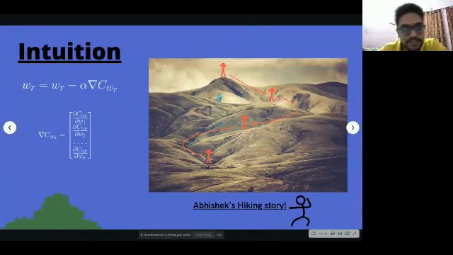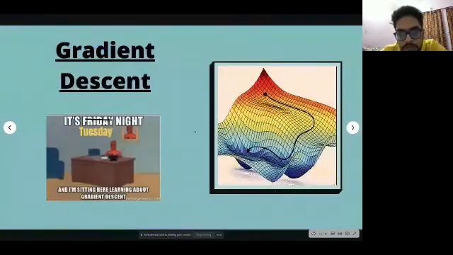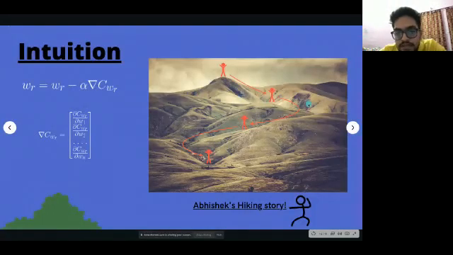Let's come to the math of the analogy part. Let's say Abhishek is here at a starting point W0, which will be our starting weight, and this landscape represents our cost function, which I talked about in this slide. This is the slope of the loss function, and the ditch here, we can say, is the minimum of our loss function, and this is where Abhishek is planning to go. Now, how does he achieve this task, since there's almost zero visibility and he is not logical at all?